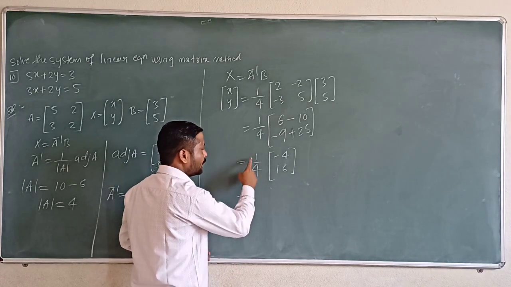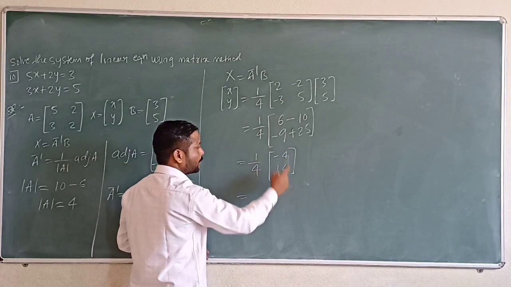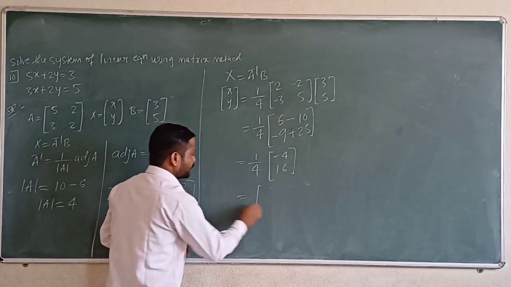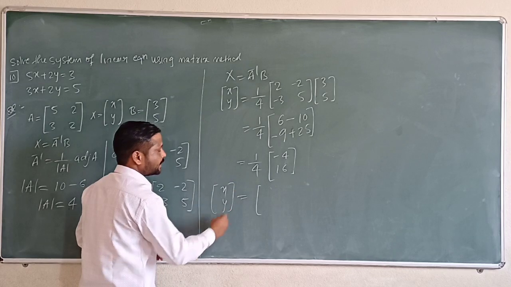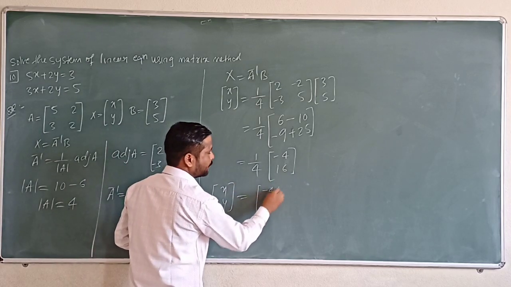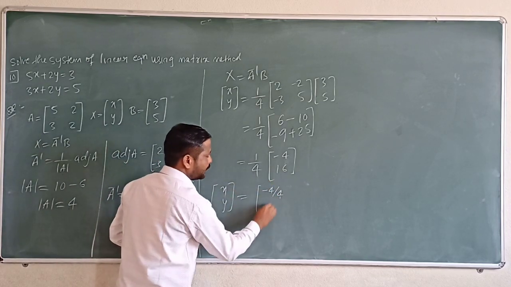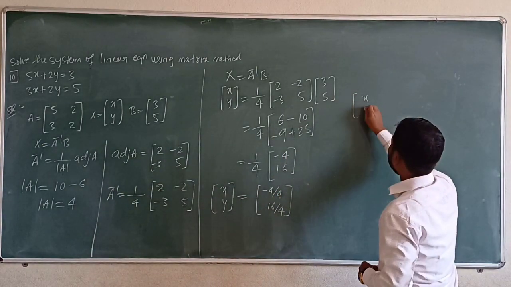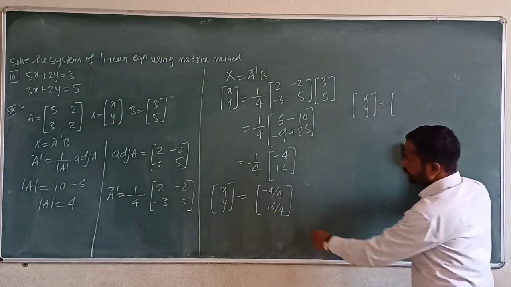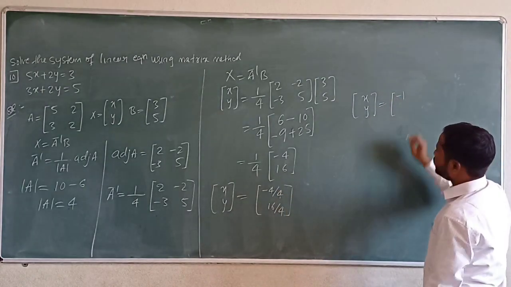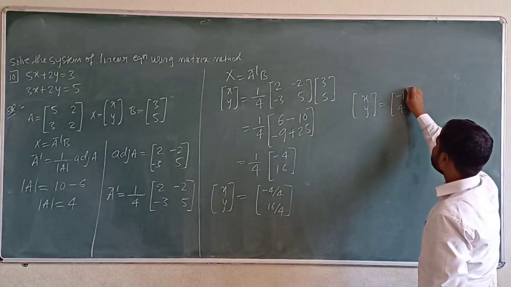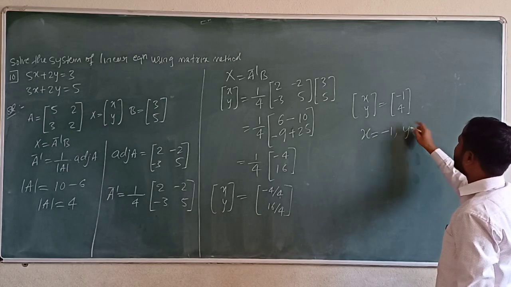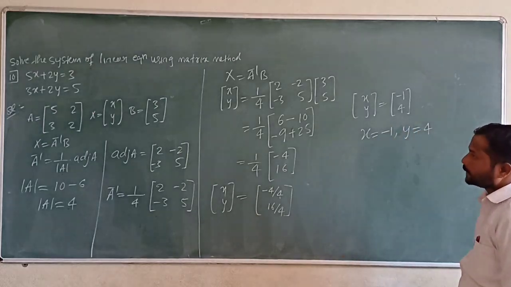So next, the multiplier 1 by 4 into minus 4 as well as 16. x, y, keep as it is. Next, minus 4 divided by 4, again divide here, 16 divided by 4. So therefore x, y is equal to, 4 1s are 4, 1s get cancelled, that is minus 1, 4 1s are 4, 4s get cancelled here. So therefore x is equal to minus 1 and y is equal to 4.